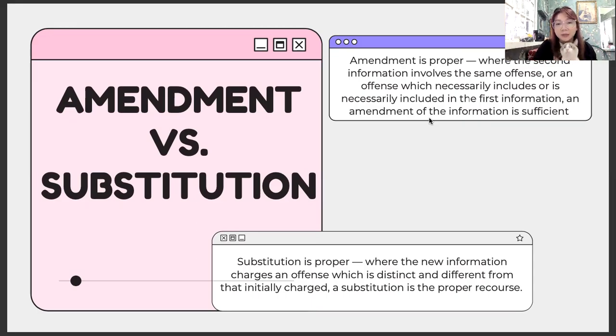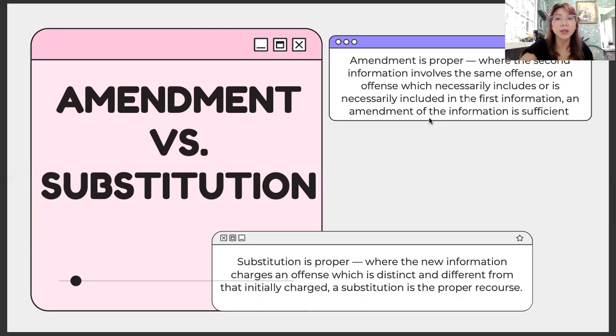So how is an amendment of the information done? An amendment is the correction of an error or an omission in a complaint or in an information. Section 1 of Rule 110 of the Rules on Criminal Procedure covers how it is done. We should look into that.